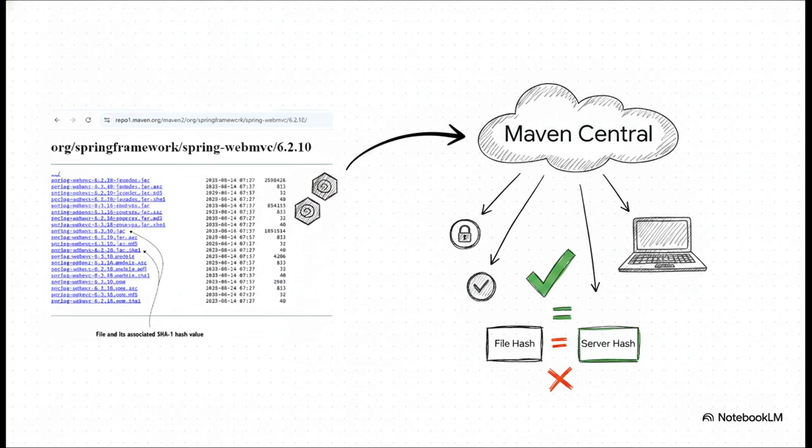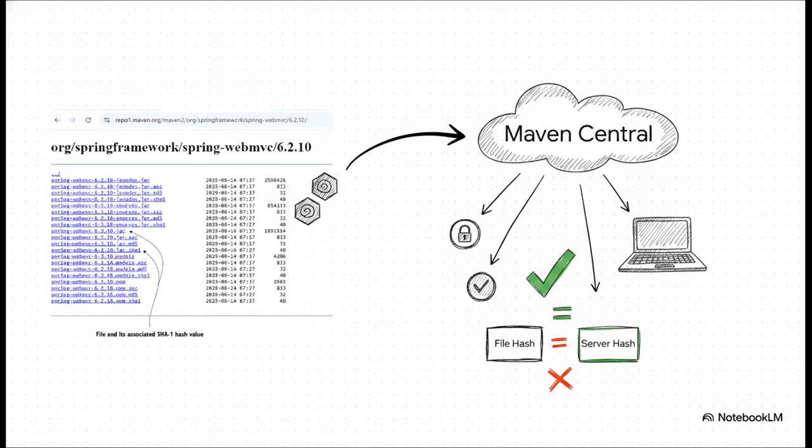To make this concrete, let's look at Maven Central. It's the Java community's massive repository for open-source libraries, hosting millions of software artifacts. Now, data corruption happens all the time in large distributed systems, simply due to random network timeouts, dropped packets, or failing disk drives on edge servers.